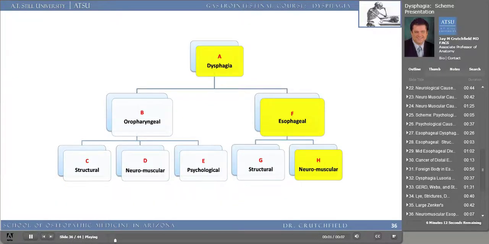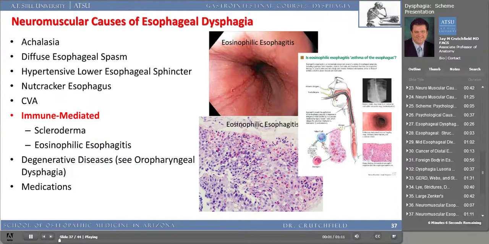Our scheme now takes us to neuromuscular causes of esophageal dysphagia. Let's look at some of those. First and foremost, you'll probably hear a lot about achalasia and see lots of images of achalasia. We'll talk briefly about it and how it's treated.